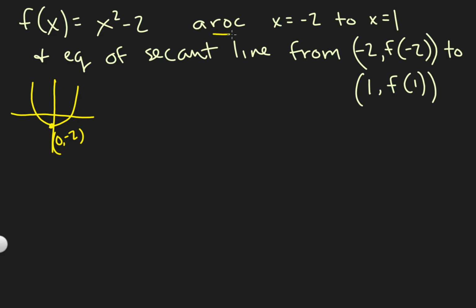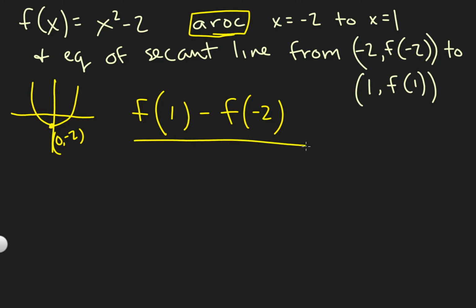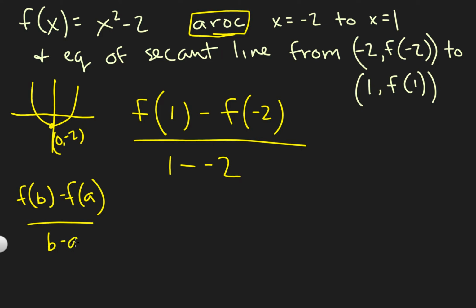And we want to know what is the average rate of change from x equals -2 to x equals 1. So this would be f of 1 minus f of -2 over 1 minus -2. Remember that this is coming from your average rate of change formula, f of b minus f of a over b minus a. So simplifying here, f of 1, what do we get when we plug it in?